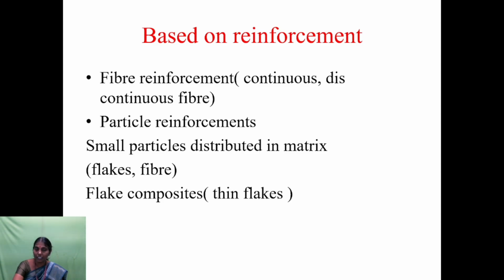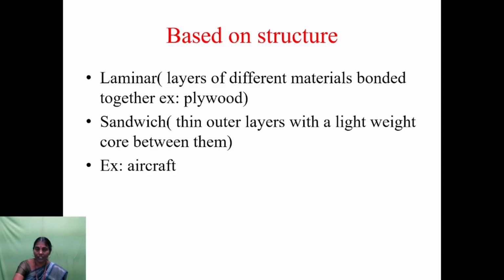Matrix may be flakes, fibers, particles. And the third one is flake composites, that is thin flakes mixed with the matrix. And the third classification is based on structure. So based on structure we can classify the composites into laminar and sandwich.